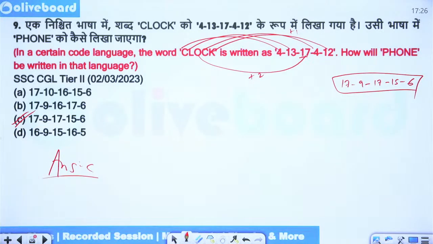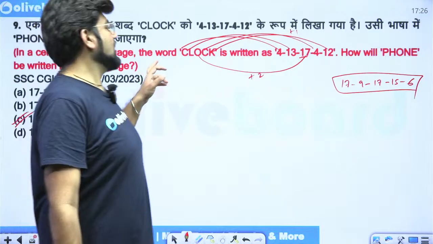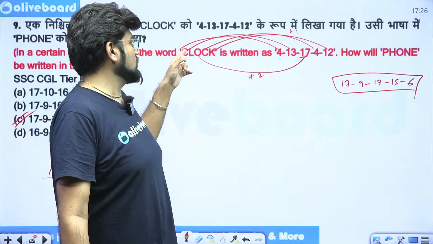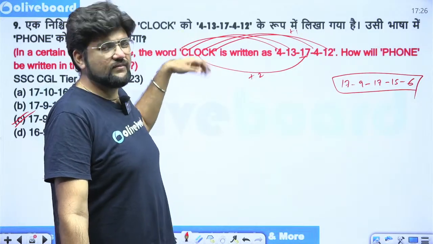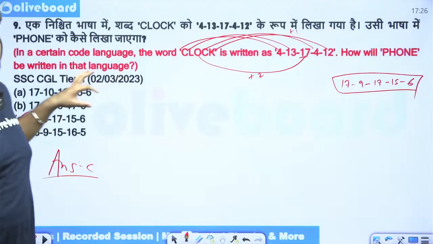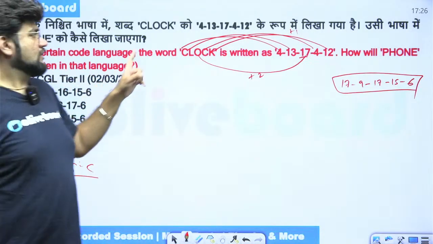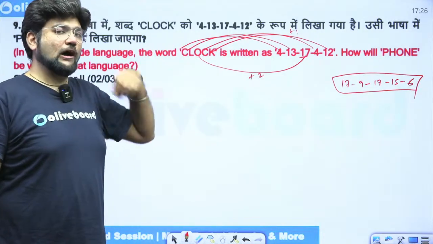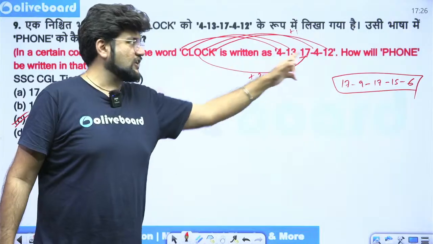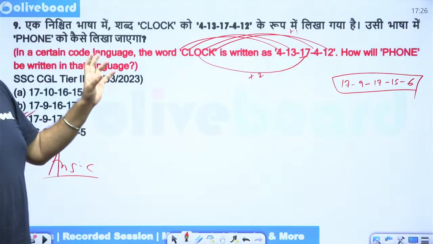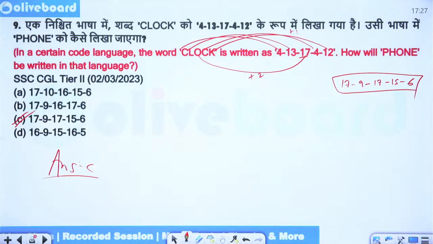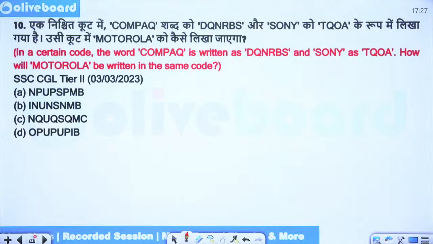What is the learning from here? The only learning is sometimes in haste, we just check 2 or 3 letters in the beginning and then we deduce that this is the code and then we apply it here. Refrain from that. Whenever whatever is given to you, no matter how much time it takes, first always check that thoroughly, completely, so that you can save time here in the options. Next.